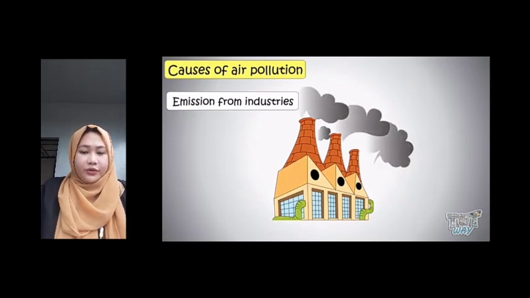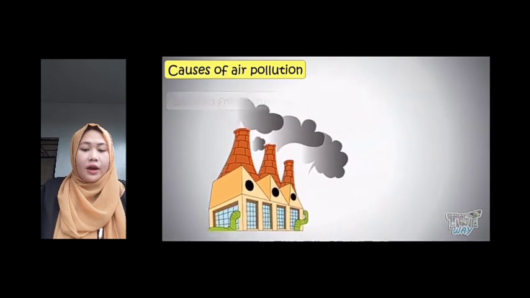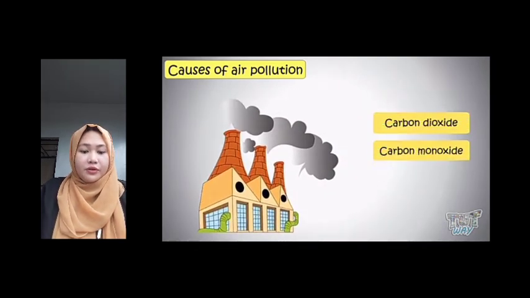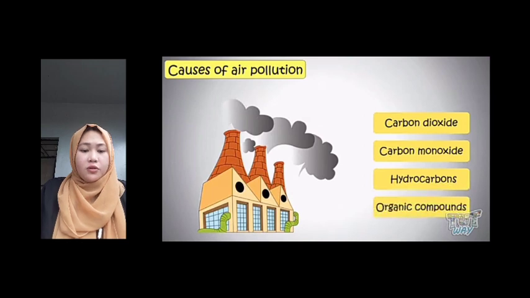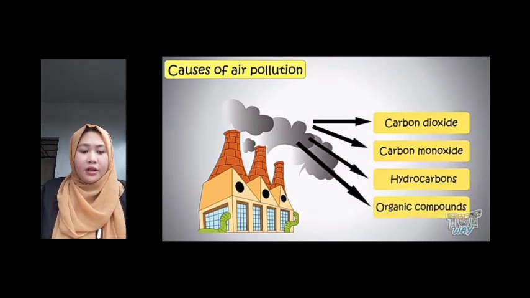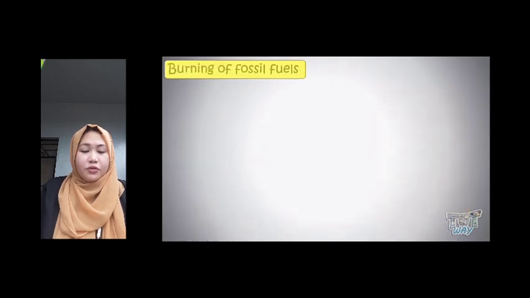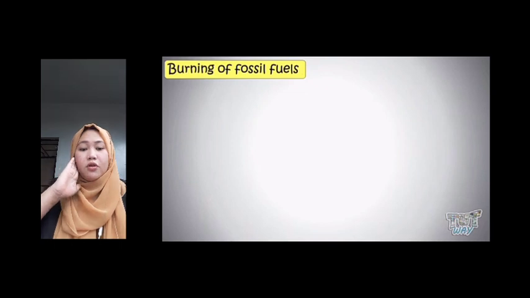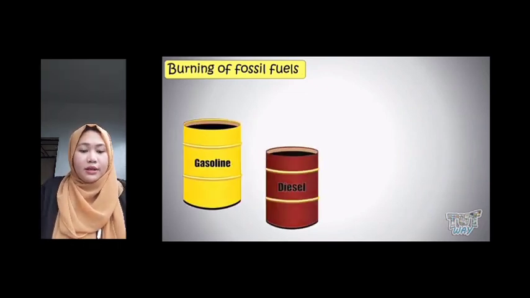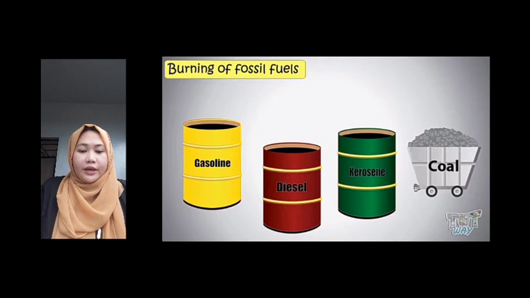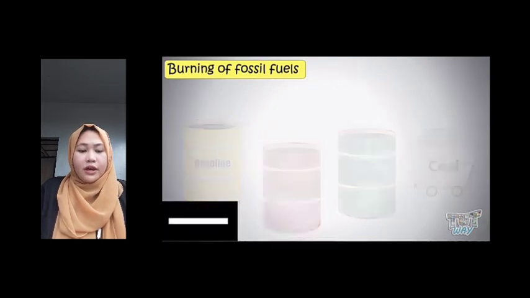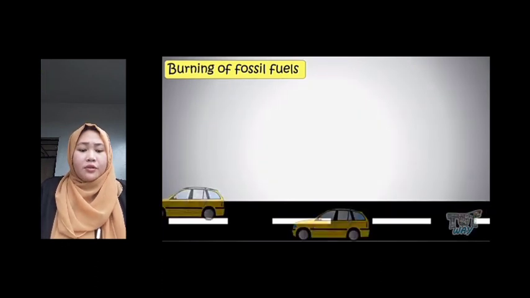So let's proceed to the causes of air pollution. Emissions from industries, manufacturing, and activities. Almost all types of industry emit a lot of smoke that is released into the atmosphere and can pollute the air. The smoke has a high level of harmful gases and particles like carbon dioxide, carbon monoxide, hydrocarbons, and organic compounds that are very harmful.